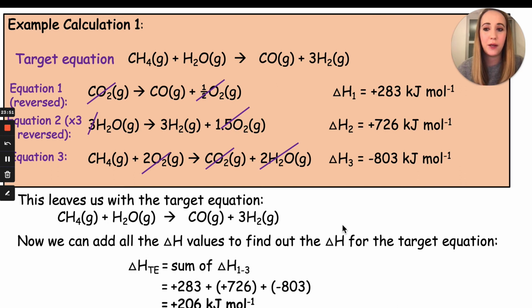So we started by looking at the equations in the question and figuring out how we were going to manipulate them to get our chemicals on the correct side of the equation for the target and the correct numbers of moles.